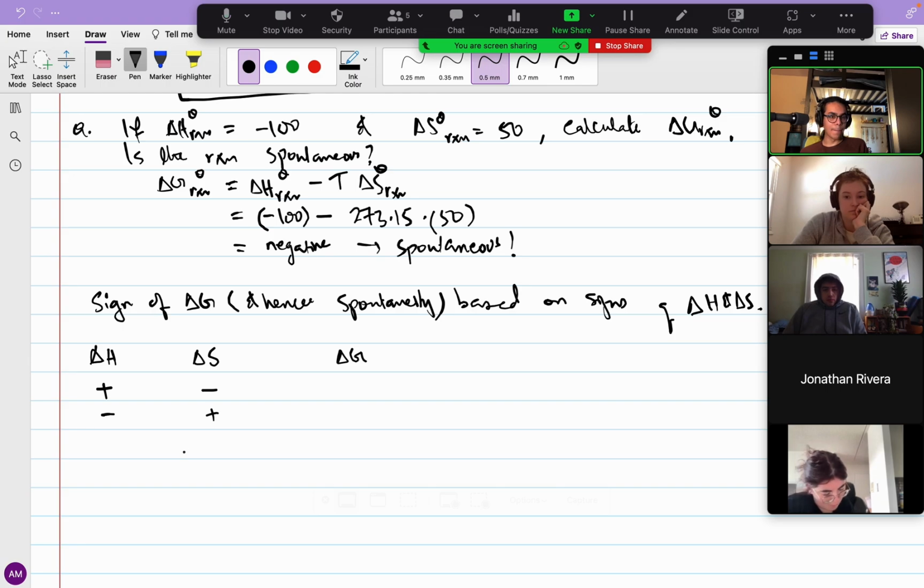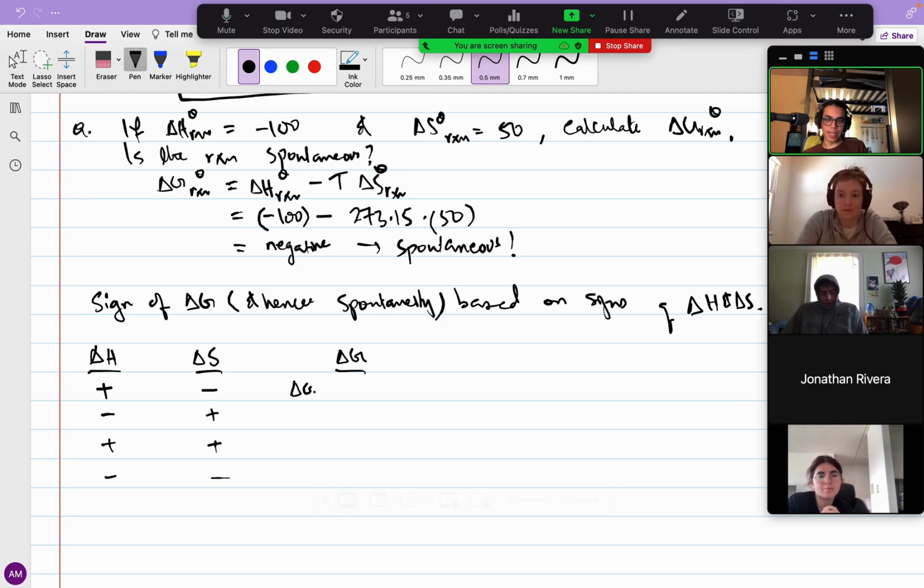Am I done? Good. Yep. No. What are the other ones? Both positive and both negative. Exactly. Both positive and both negative. All right, so that's the idea. So these are all the possible sign combinations delta H and delta S can have. And let's try and figure out what the sign on delta G should be.